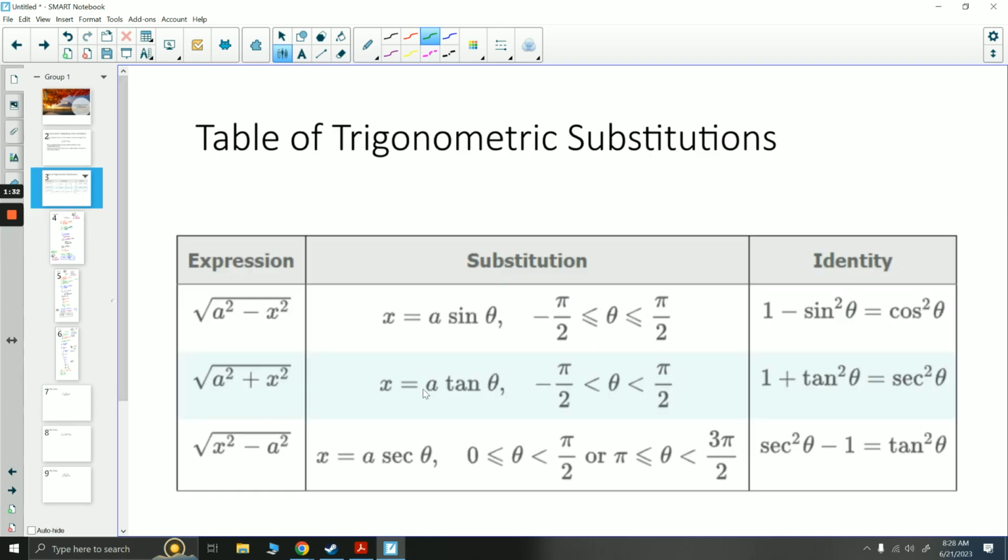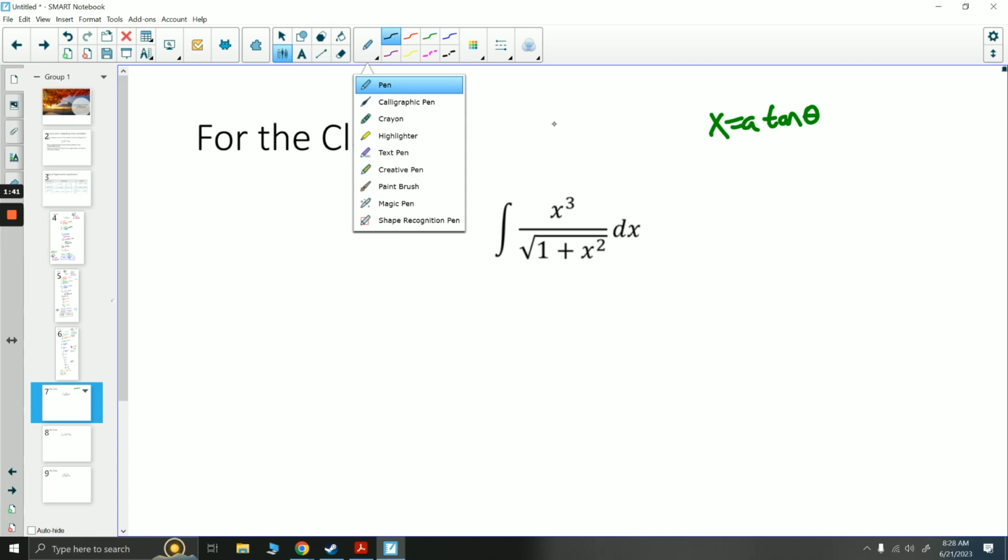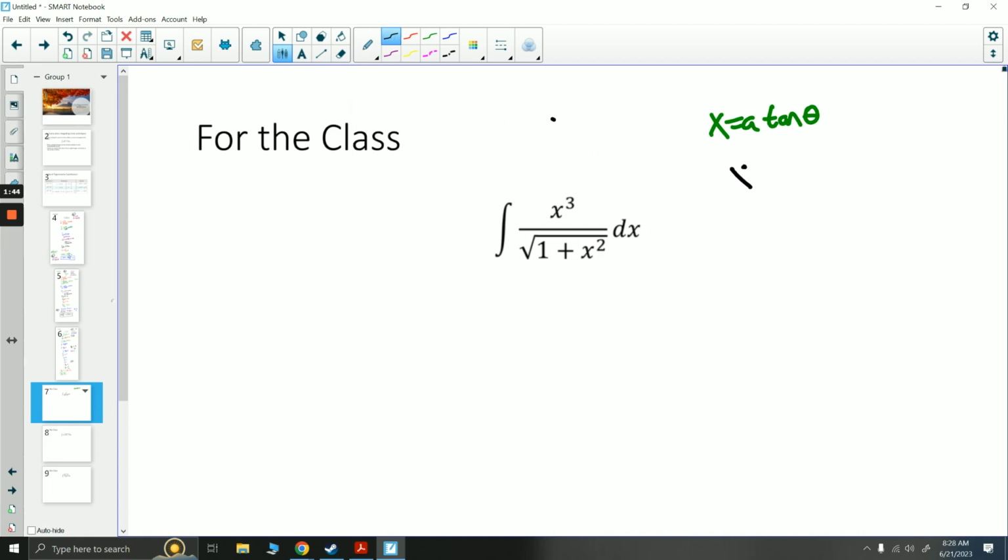So our plus one is going to be a tangent theta. So we're going to use x is a tangent theta. So for us, we have our x is 1 tangent theta. So that tells us our triangle, terrible triangle, but whatever, theta. Tangent is opposite over adjacent, x over 1, so the hypotenuse would be the square root of 1 plus x squared. Okay, so dx is going to be secant squared theta d theta.